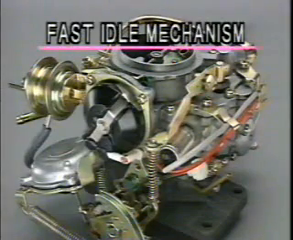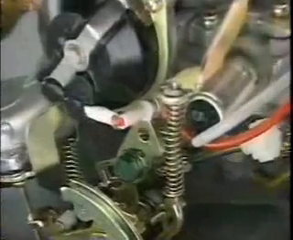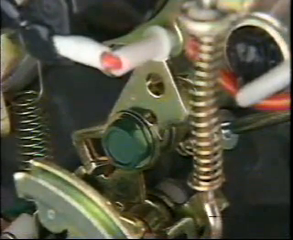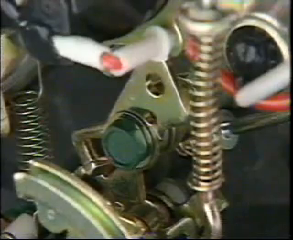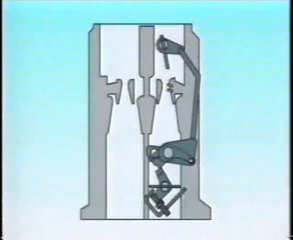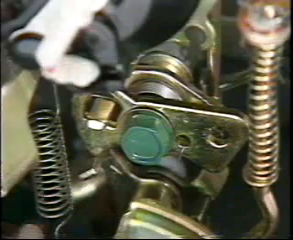Here we have the fast idle mechanism, which raises the engine idle speed when the temperature is cold in order to maintain proper engine operation. When starting the engine in cold weather, depressing the accelerator pedal once and then releasing it will cause the fast idle cam, which is connected to the choke valve by a rod, to open the throttle valve slightly. In this way, a slightly higher engine idle speed is achieved.